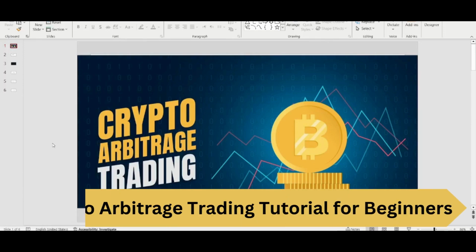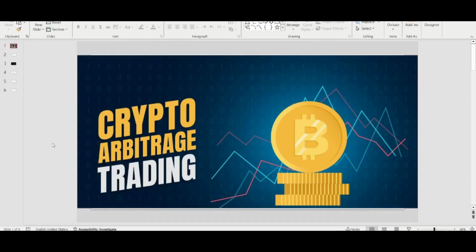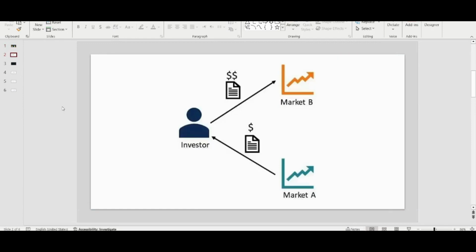This is Safe, and today I'm going to explain the concept of crypto arbitrage and how you can actually make money with it. So let's get started. Crypto arbitrage is the concept through which you can buy a cryptocurrency from a specific website or a specific location, then sell this same cryptocurrency at a higher price, and hence accomplish a profit margin.